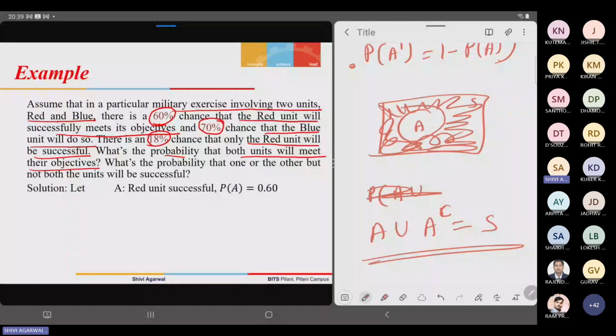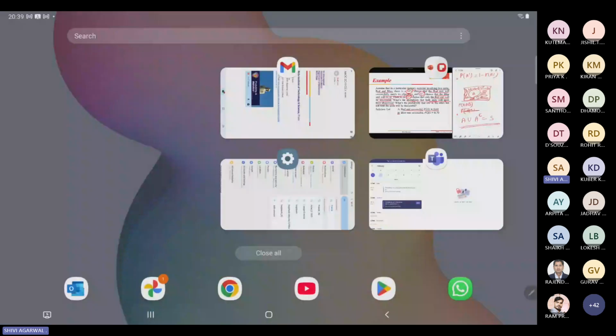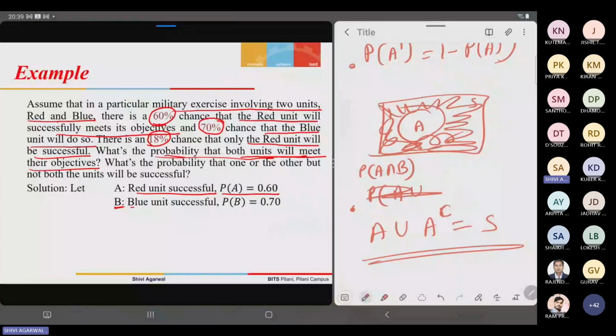Okay. So we are finding that both the units will meet. So we have to find out the probability of A intersection B here. What is A? That is the red unit successful, and probability of A is given as 0.6. B is the event that the blue unit is successful. So probability of B is equal to 0.70.